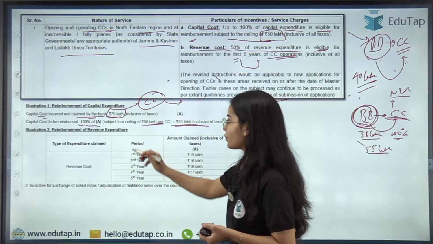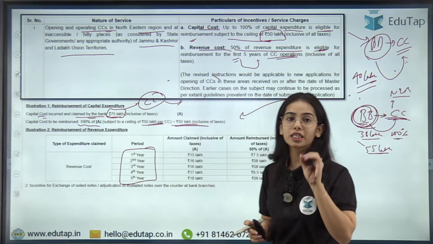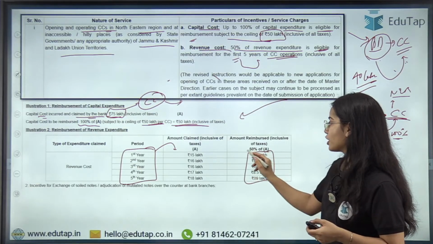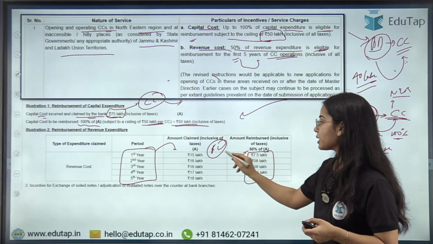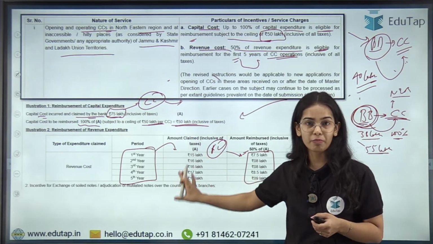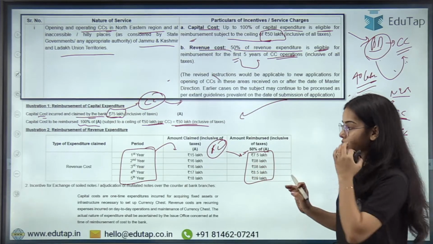Now revenue expenditure. For the first 5 years, 50% of the revenue cost will be reimbursed to the bank branch. So if this is the revenue cost of the bank branch, 50% of that will be reimbursed by the RBI. Okay, so this is the idea.